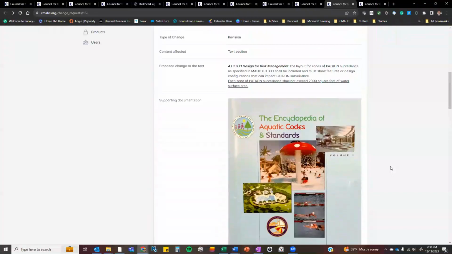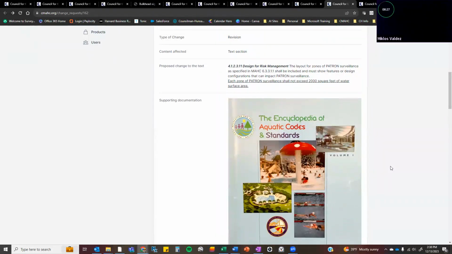Yeah, I'd be curious to see, Joe, Dewey, what do you guys think? Are other organizations like the Red Cross, do they have a square footage limit? They do not. No. Correct.